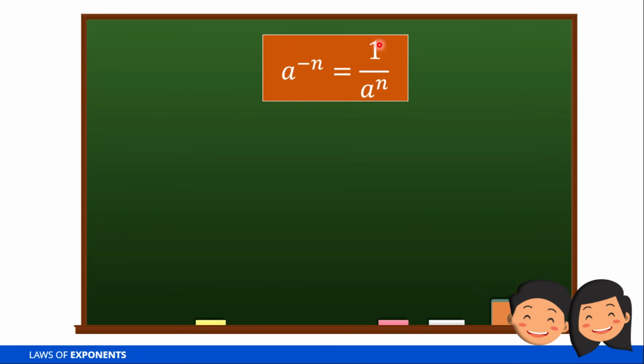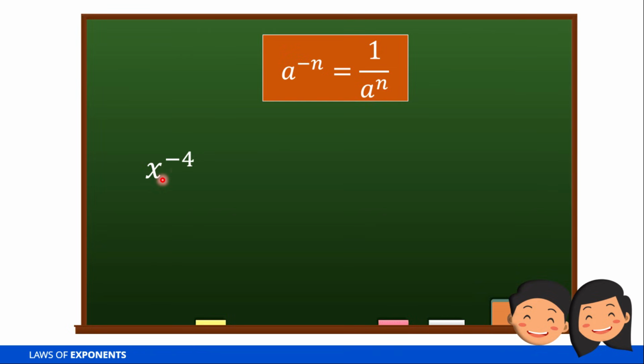So, mayroon na tayong numerator dito ng 1. Okay? So, ganun lamang ang mangyayari kapag mayroon tayong negative na exponent. Kukunin natin yung reciprocal ng base, tapos magiging positive yung ating exponent. Alright, let's have some examples.